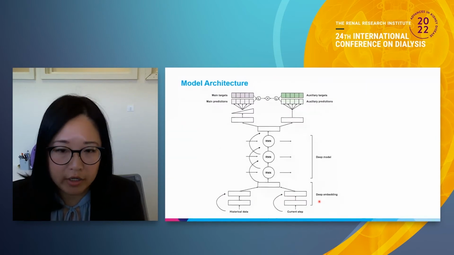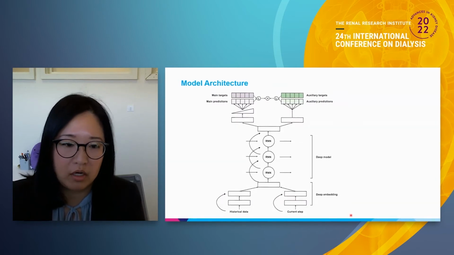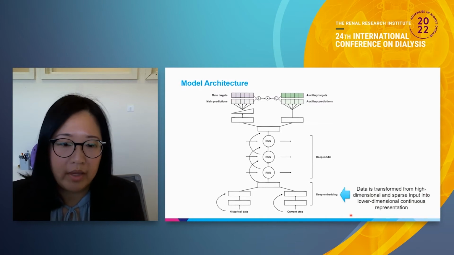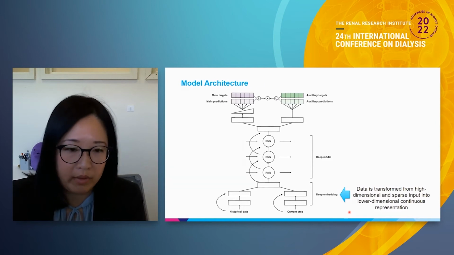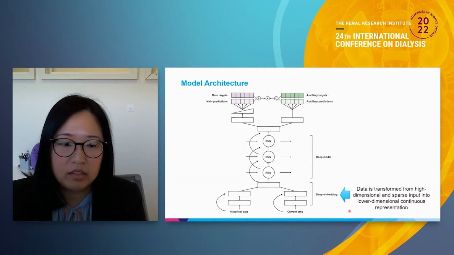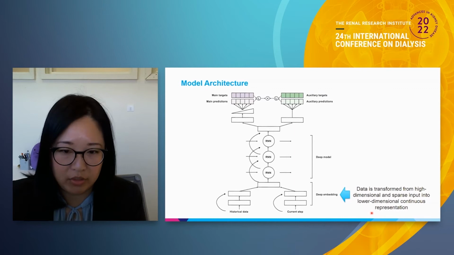This is the model architecture that was provided to us, and we're going to start here at the bottom. So like I said on the previous slide, this data is very high dimensional and sparse because there are multiple repeats. People could repeat at different time frames. And so what they use is deep embedding, which changes high dimensional inputs into a lower dimensional representation.